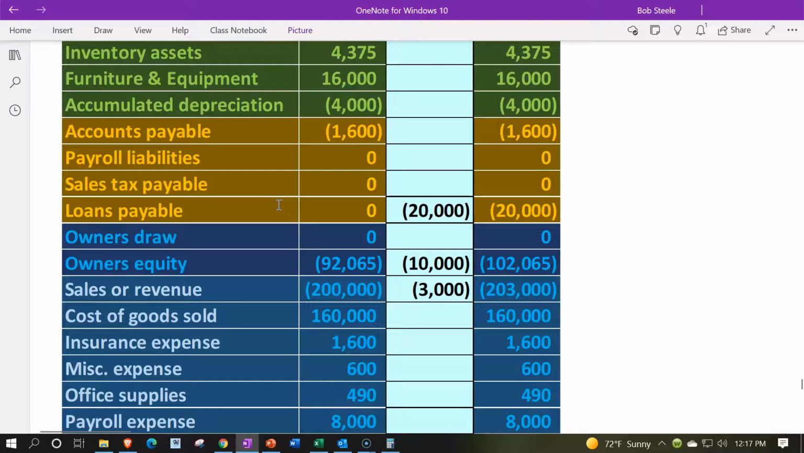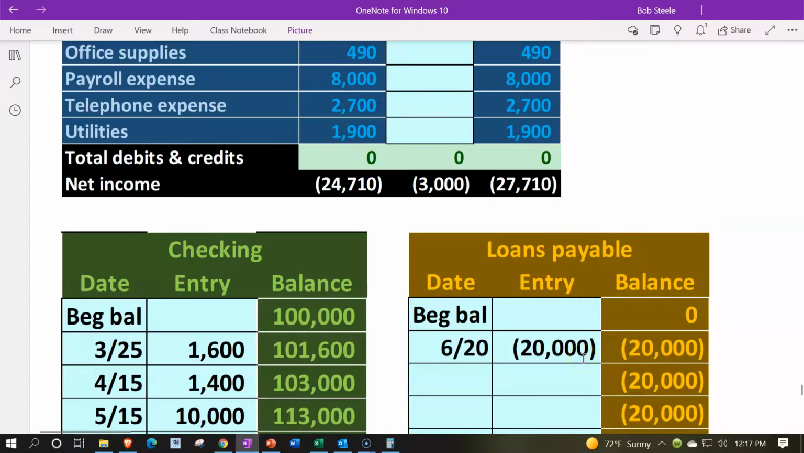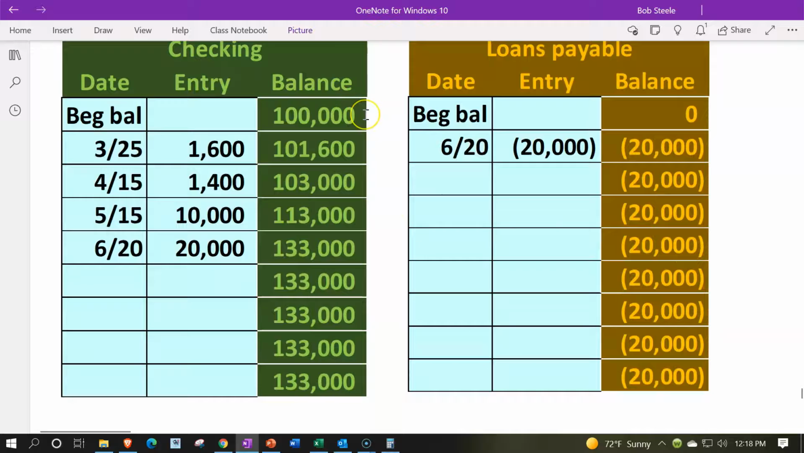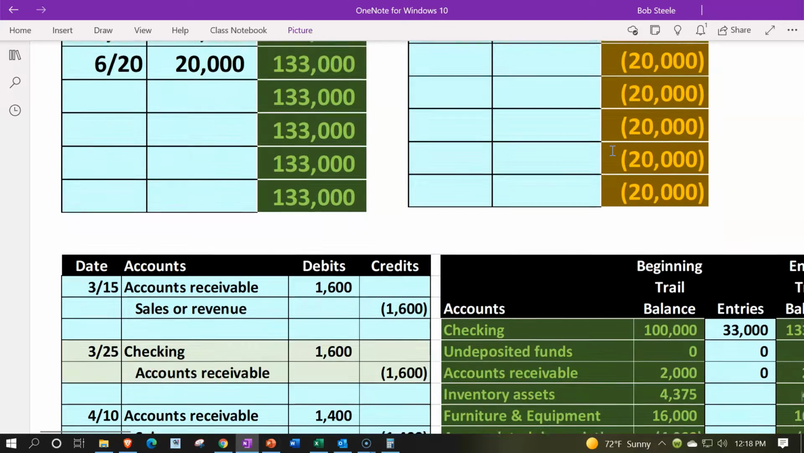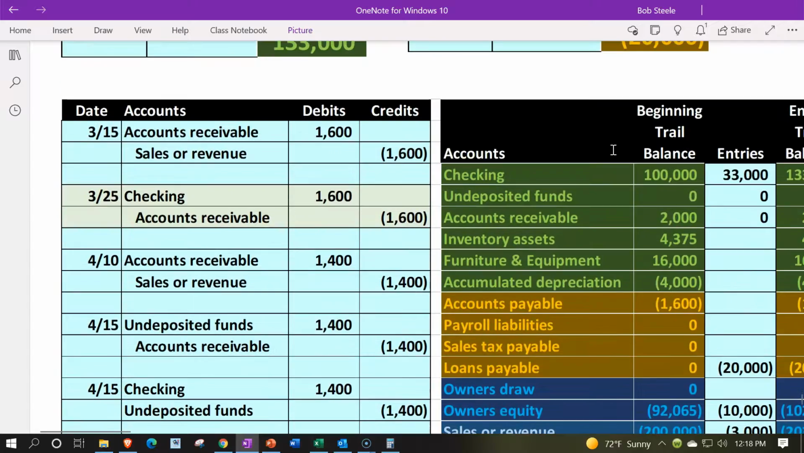We made another account called loans payable, increasing the loans payable by the 20,000 liability account, no impact on net income. Checking account now has going up from 100 by the 1,006 to the 101.6, by 1,004 to the 103,000, by the 10,000 to the 113,000, and the 20,000 to the 133,000. Loan payable going up to the 20,000. So there we have that item on the loan.